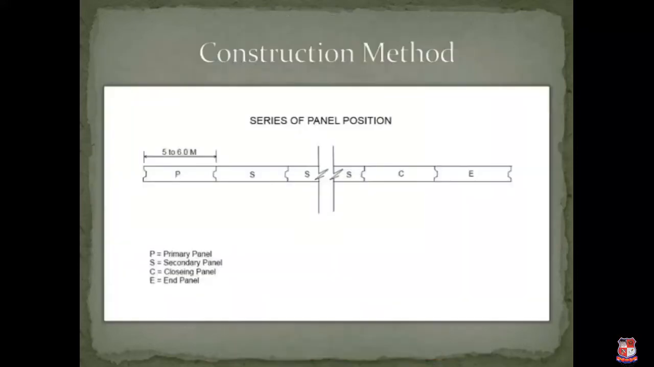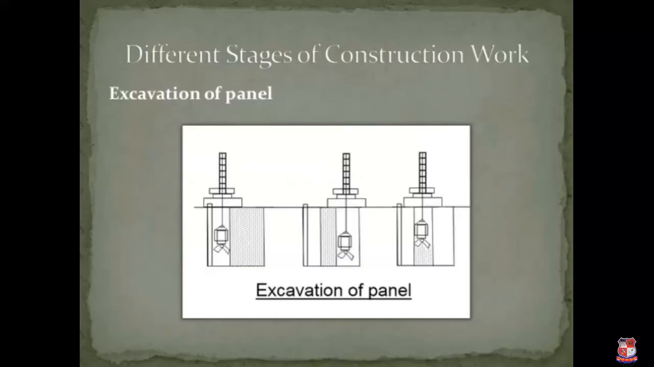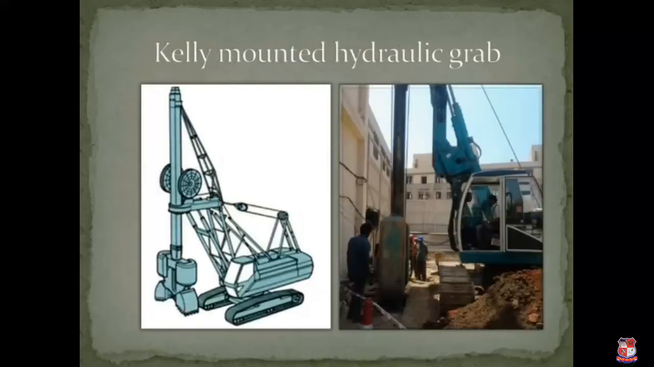Next one is construction method. Series of panels is shown in the figure and various alphabets denote the various panels. For example, P suggests primary panel, S for secondary panel, C for closing panel and E for end panel. Next, different stages of construction, or say excavation of panel, is shown in the figure. According to the image, we can see that different types of excavation of panel are done during the different stages. And for that, a Kelly-mounted hydraulic grab is used, which we can see in the image.